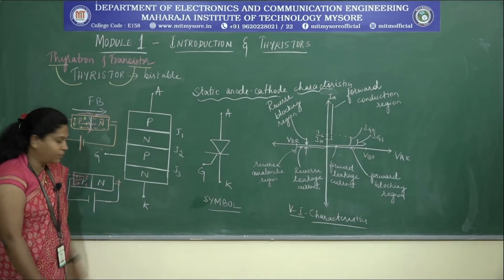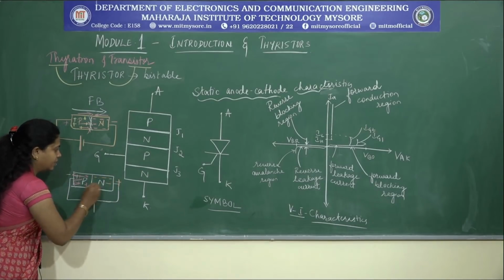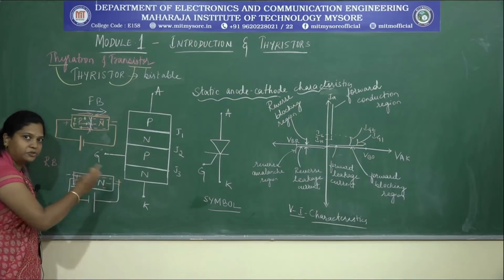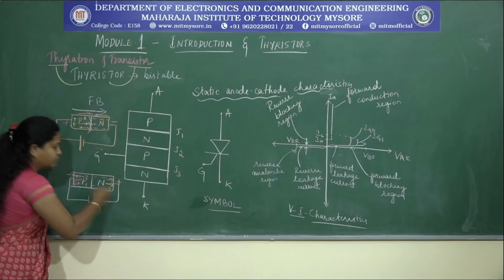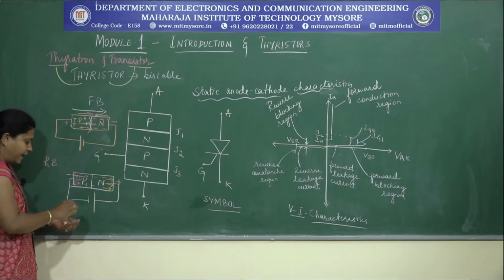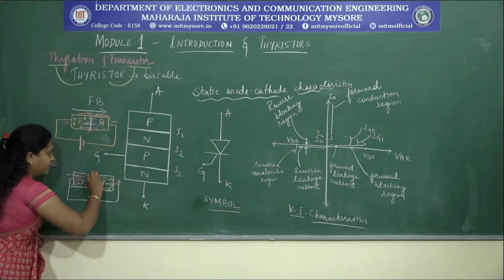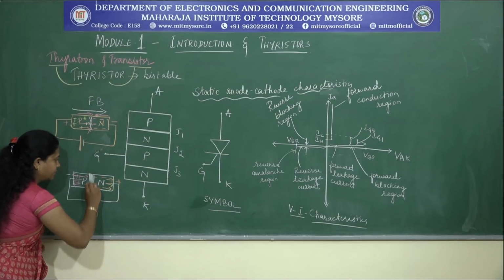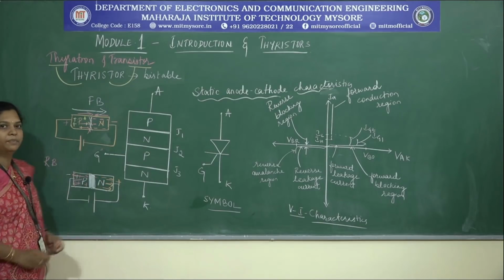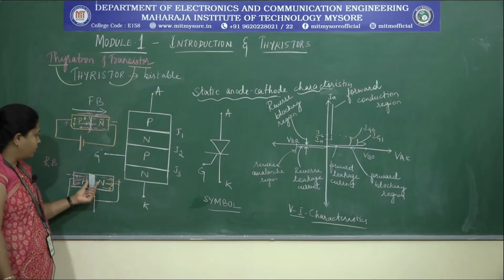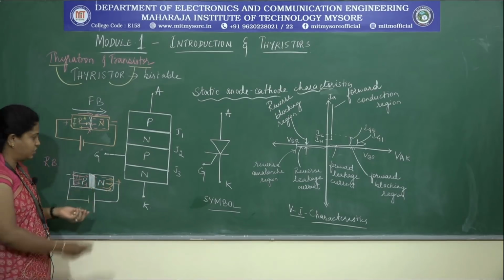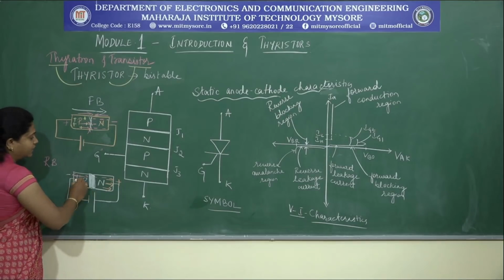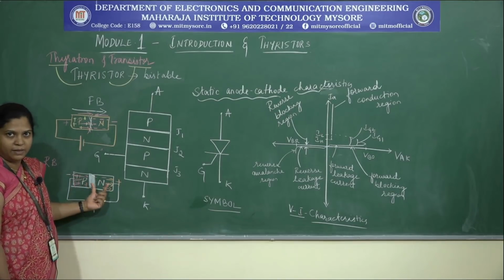In the case of an N region, electrons are in excess. Unlike charges attract each other, so they move towards the potential. What happens here in between, at the junction? The gap thickens. Once the gap or junction between the P and N region is wider, there is no flow of current taking place here.